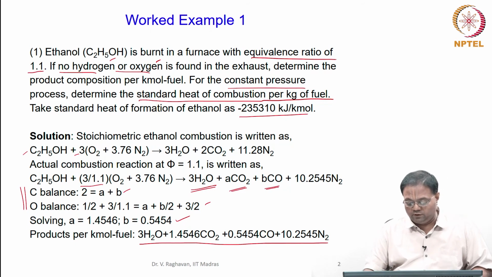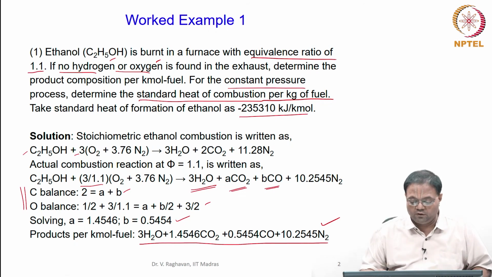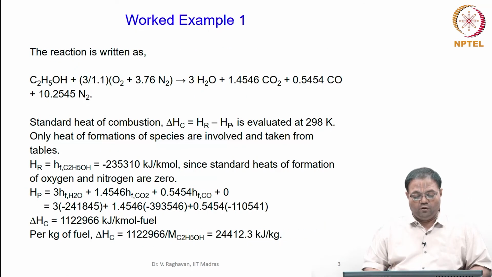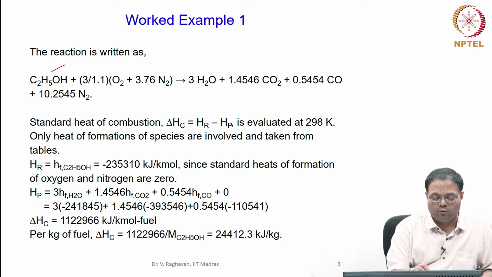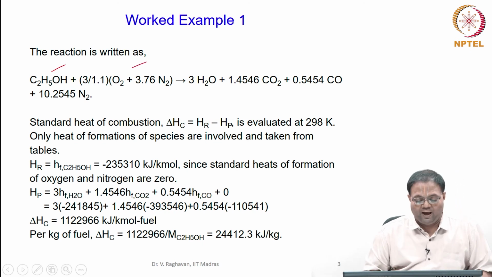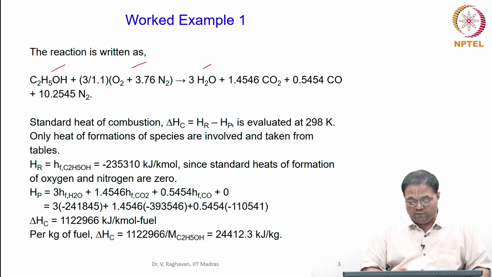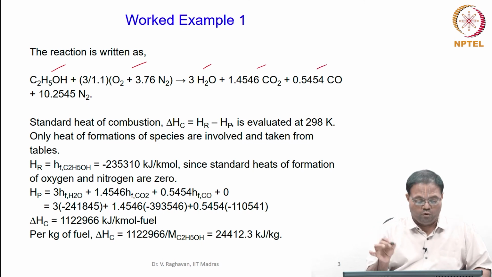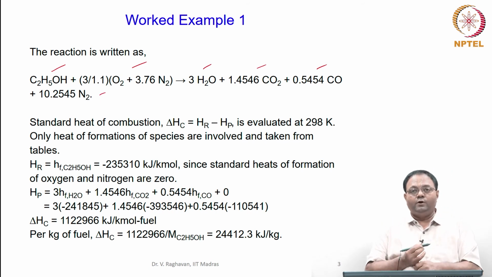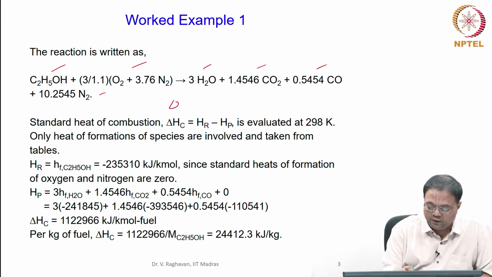Now the product composition is known, this is the reactant, so you can find the standard heat of combustion. The entire equation is written here with 1 kilomole of ethanol plus 3 by 1.1 times air, 4.676 kilomoles of air, giving 3 kilomoles of water vapor, 1.4546 kilomoles of CO2, 0.5454 kilomoles of CO, and 10.2545 kilomoles of nitrogen.